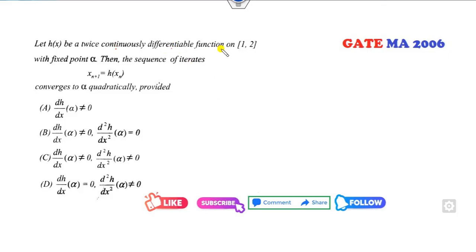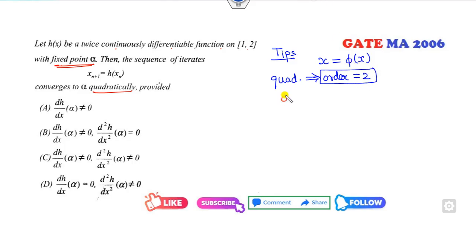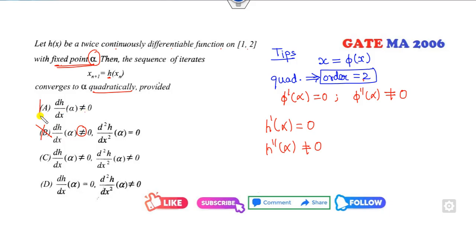Okay, h is a twice differentiable function on the interval 1, 2 with a fixed point alpha. Then the sequence converges quadratically. Very simple. If this is my given condition, then the sequence converges quadratically. That means the order is 2. As I told you, if the order is 2, it means the first derivative at the fixed point alpha should be 0, and the second derivative should be non-zero. That's the condition. So h dash, here instead of phi it is h. That means h dash of alpha will be 0, and h double dash of alpha should be non-zero. He said h dash is non-zero, but we need 0. So h dash is 0, and the second derivative is non-zero, which is the correct answer of the problem.